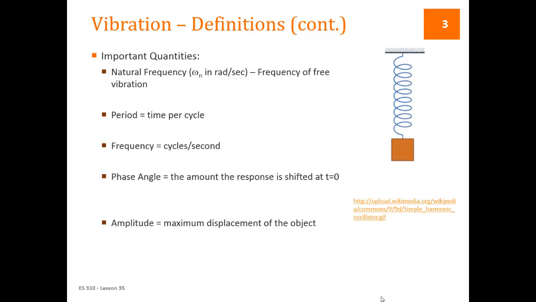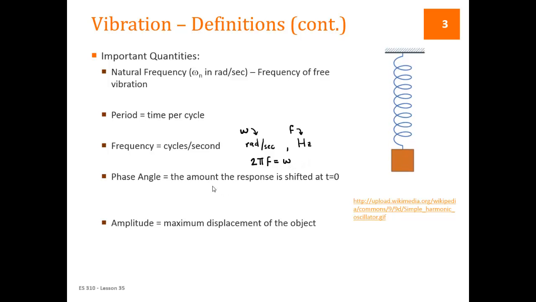A frequency is cycles per second. It can be measured in radians per second, like natural frequency is, or it could be measured in hertz. Typically, if you're talking about a frequency measured in radians per second, it's given as omega. If you're talking about a frequency measured in hertz, it's given as f. And of course, the relationship between omega and f is simply, there are 2 pi radians per cycle. So 2 pi times f is equal to omega.